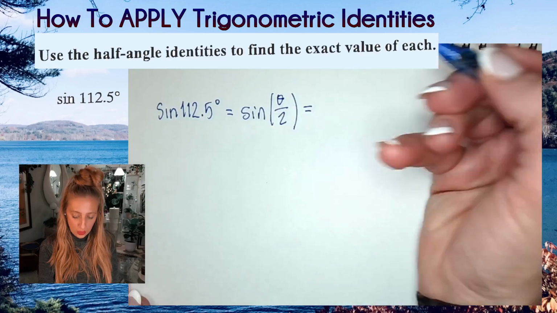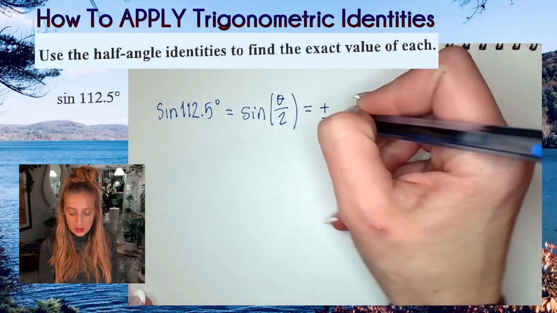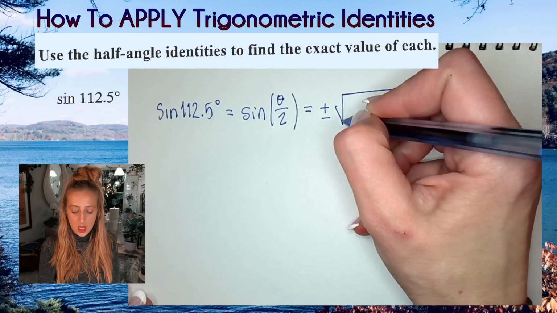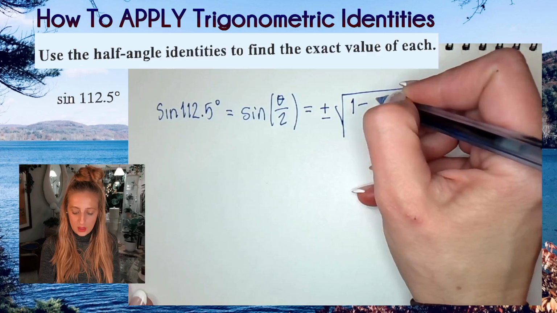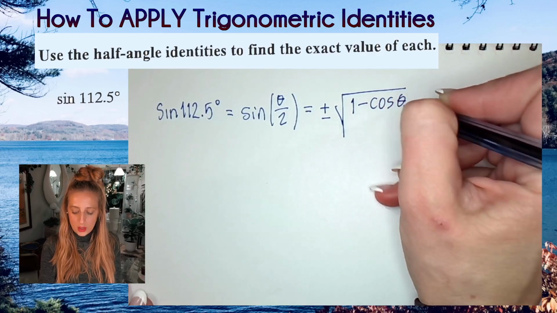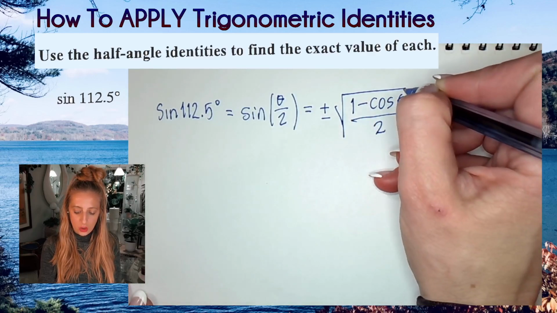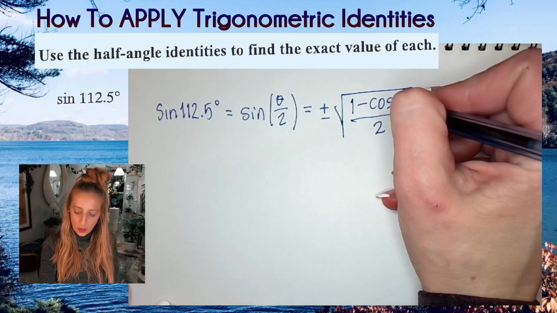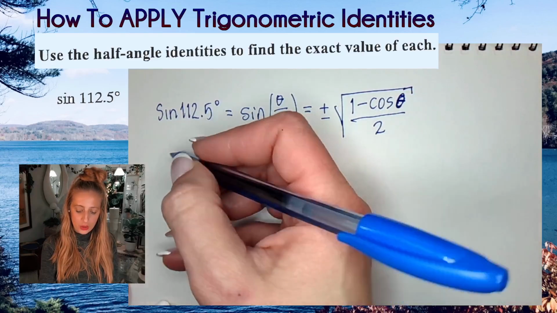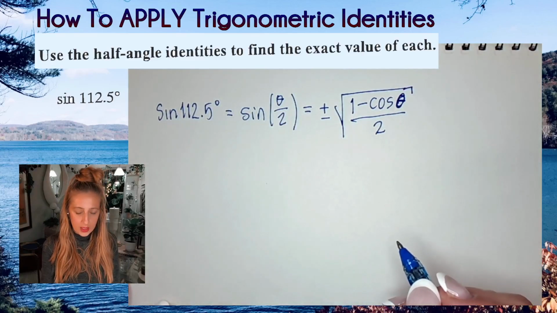So we need to know the formula, the rule, the identity. It starts off with plus minus. It is not both of them, it's one of them. We'll talk about that again in a second. Radical 1 minus cosine theta over 2, where the radical is over the top and the bottom. This formula uses theta, not theta over 2, so I need to know what theta is.